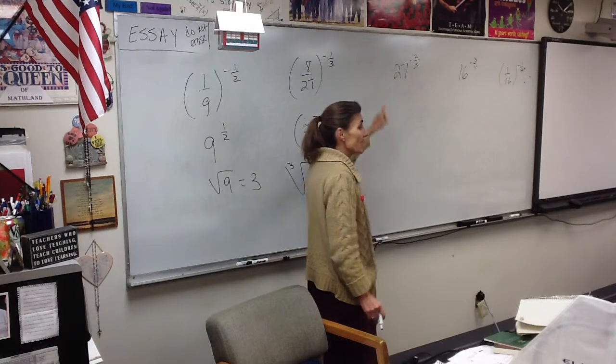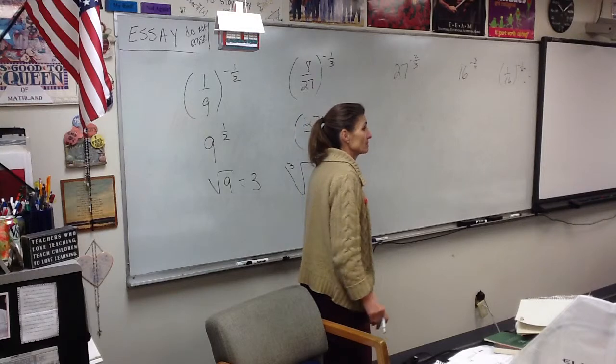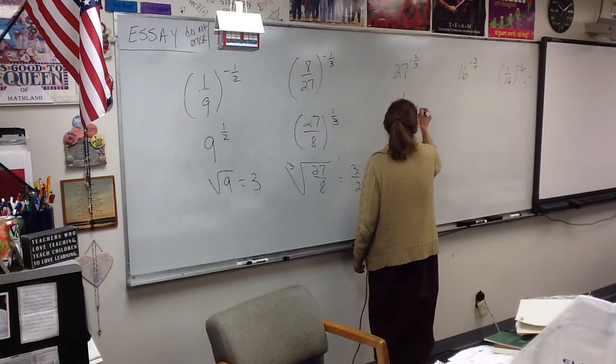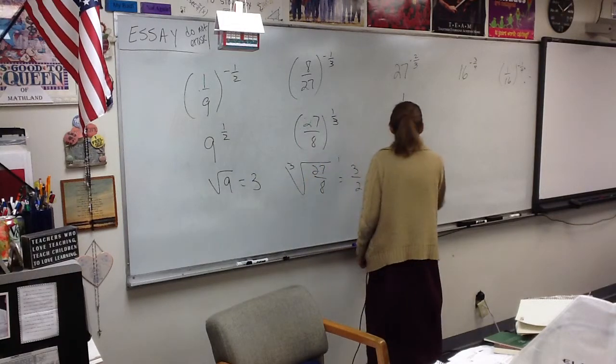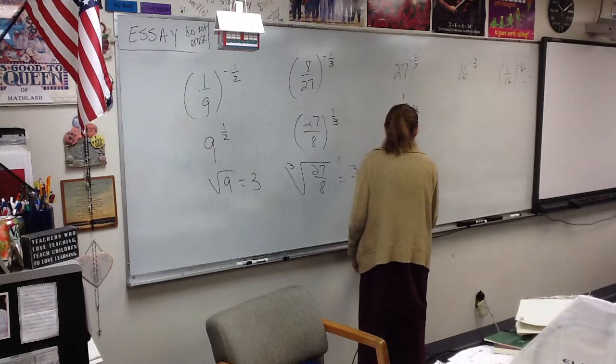Step 1. Flip it. I want Olivia Willis to tell me what step 1 is. So you're going to make it 1 over 27 to the 2/3. Then you're going to take the cube root of 27, so you're going to get 1 over 3, and then you're going to square 3, and you're going to get 1 over 9.